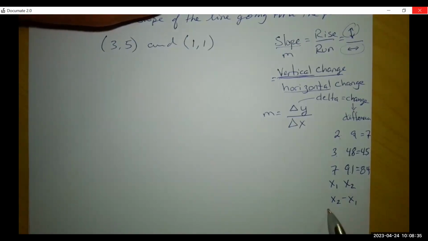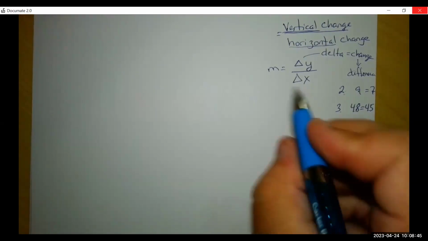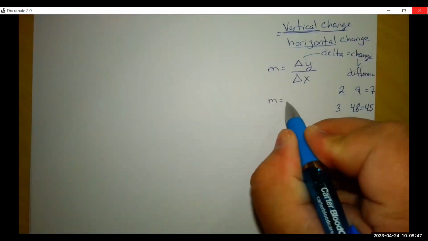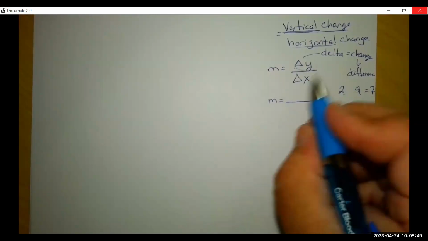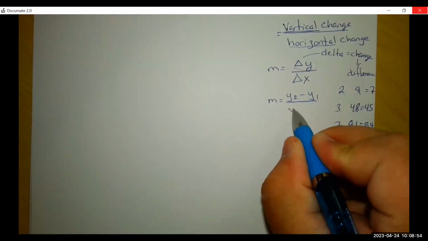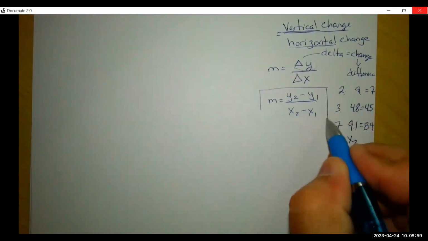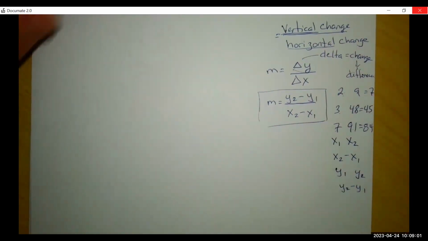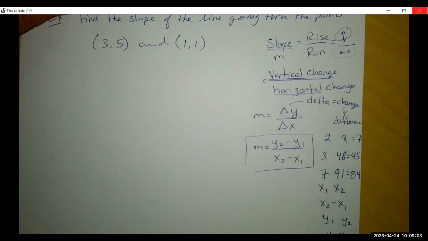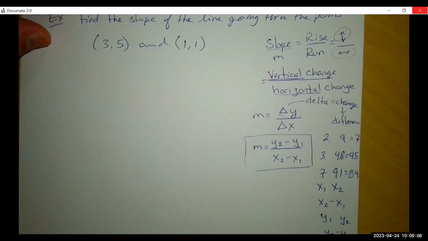Same thing with the y values. I have y1 and y2. What's the difference between the y values? y2 minus y1. So the change in y over the change in x is y2 minus y1 over x2 minus x1. That's the formula for a slope, and that's how we figure it out. We always start with a definition. And what do they mean?